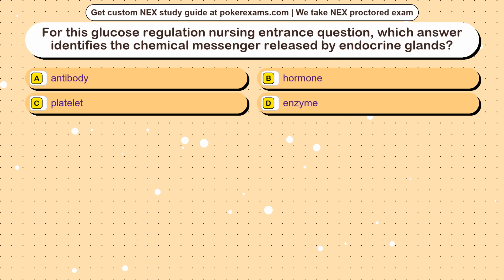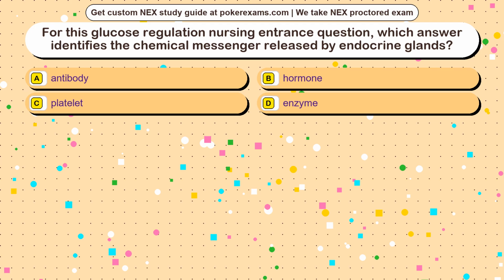Question 13. For this glucose regulation nursing entrance question, which answer identifies the chemical messenger released by endocrine glands? Option A. Antibody. Option B. Hormone. Option C. Platelet. Option D. Enzyme.